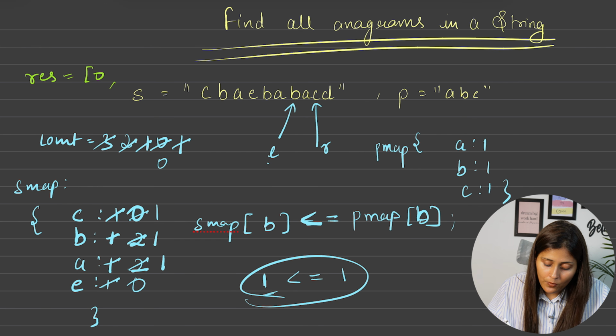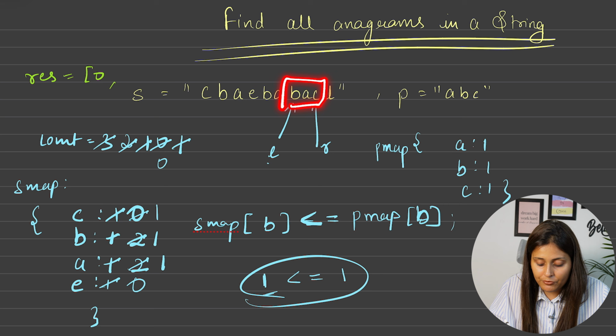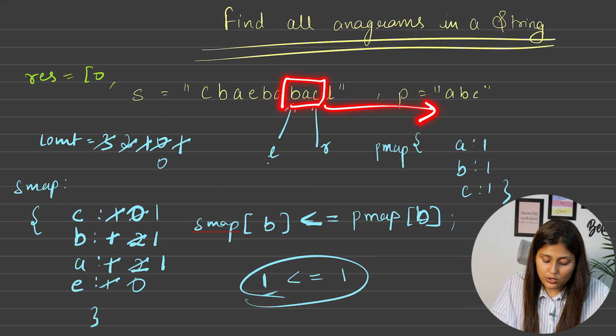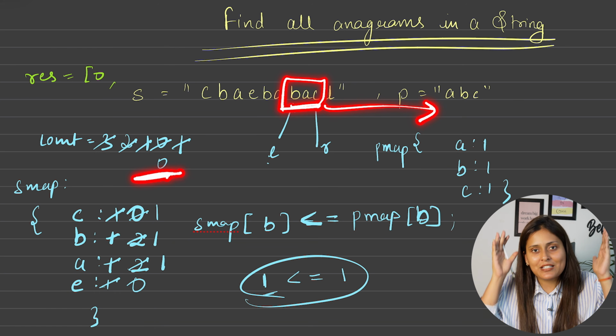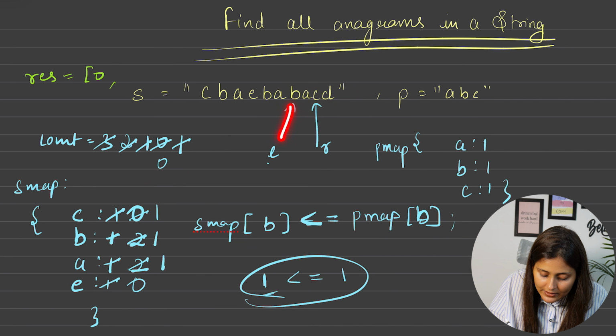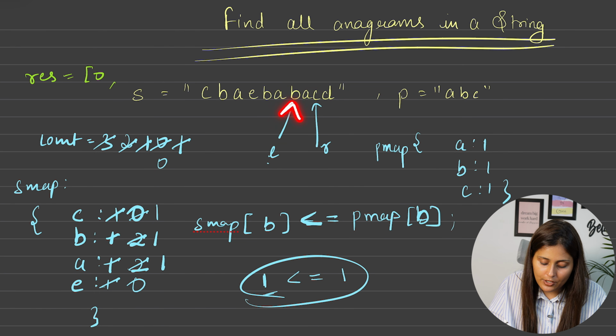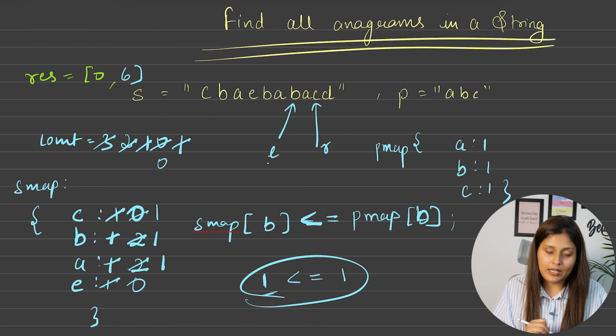Now if you see for B, B's frequency is exactly 1, this is also 1, but wait, don't shrink, because now the length is exactly 3, which we wanted, and also our count is 0, means length is valid, count is 0, this one is valid. So now we will read this index, which is 0, 1, 2, 3, 4, 5, 6. Okay. So in my resultant array, we will add 6.